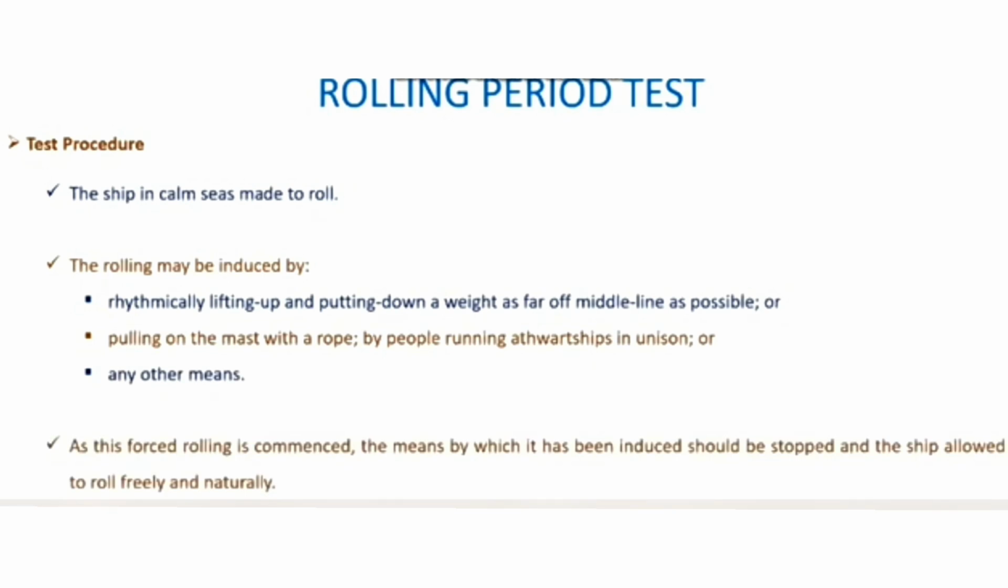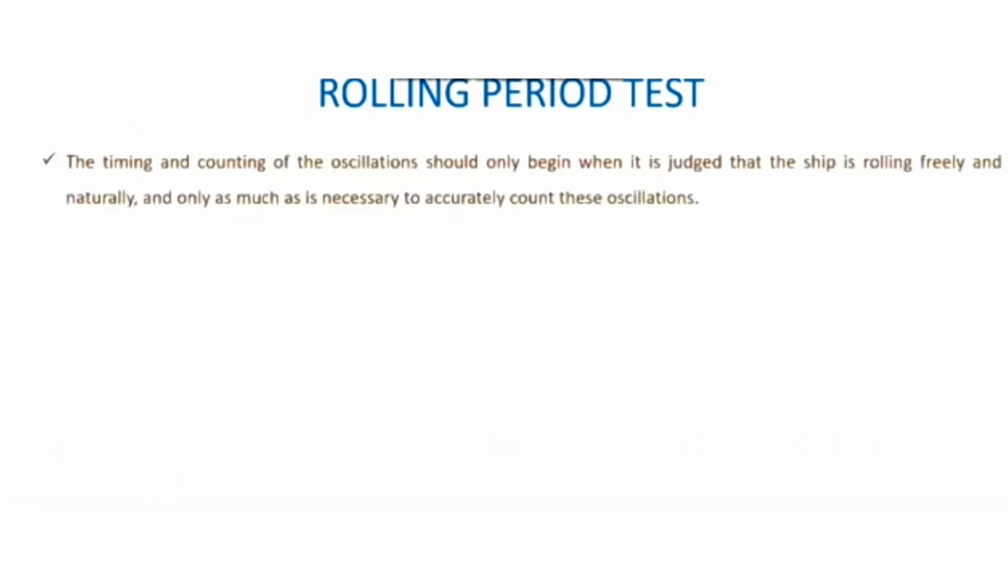As this forced rolling is commenced, because you are forcing the rolling to set in, you stop any activity that you were carrying out to induce rolling and let everything settle down wherever it is, and let the vessel settle into a natural roll. Once the vessel settles into a natural roll, with the stopwatch you can start counting. With a stopwatch, you can measure the period of roll. Do you measure one period of roll? No. Usually they say you should measure the period for 8 to 10 rolls and then divide by that number to get the period of roll, so that any error's effect is minimized.